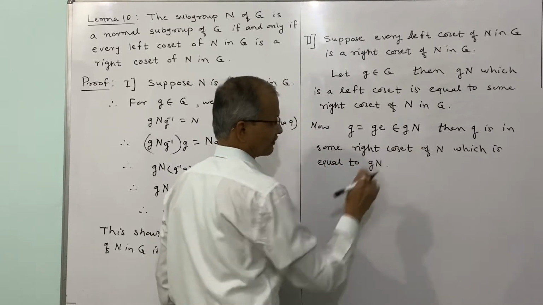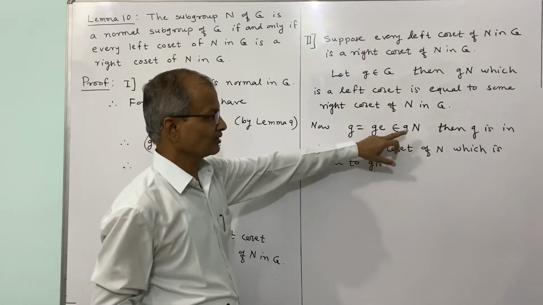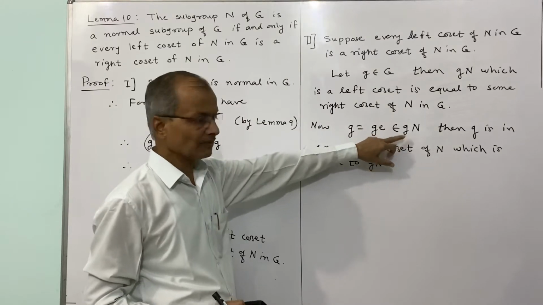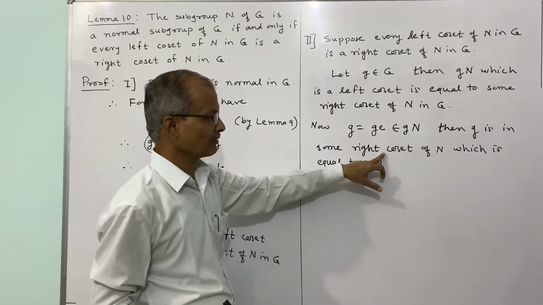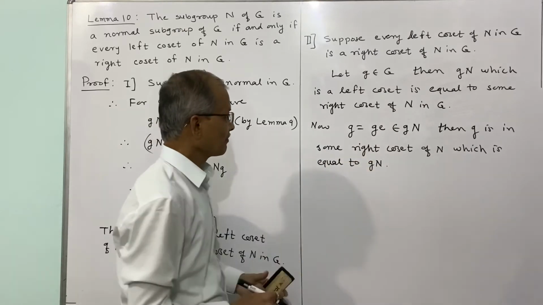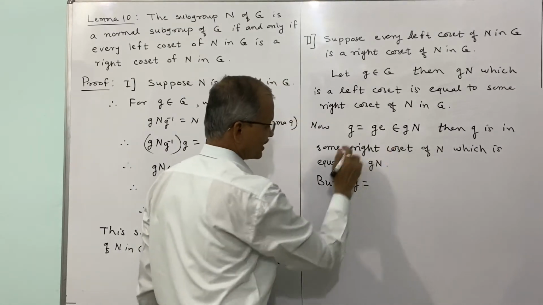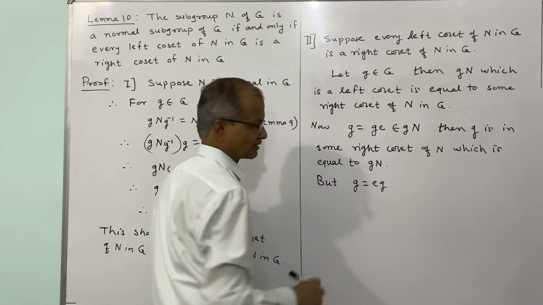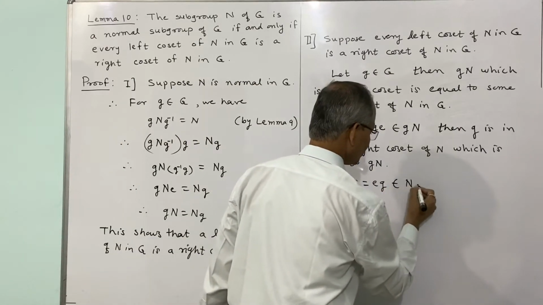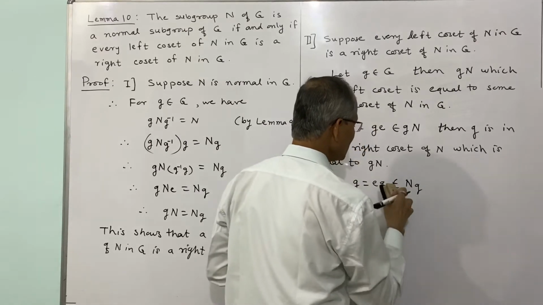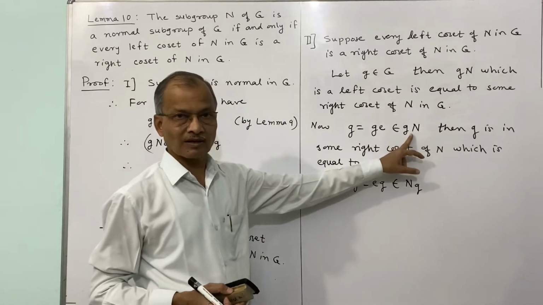Which is equal to this left coset. What we have written here is that g is in some right coset. Actually this g is in a left coset, but the left coset is equal to the right coset, and we have written g is in some right coset of N, which is equal to gN. But we can now write this g as eg. Now we will write g as eg, where e is the identity, and again this belongs to Ng. So therefore g is in this right coset and g is in this left coset.